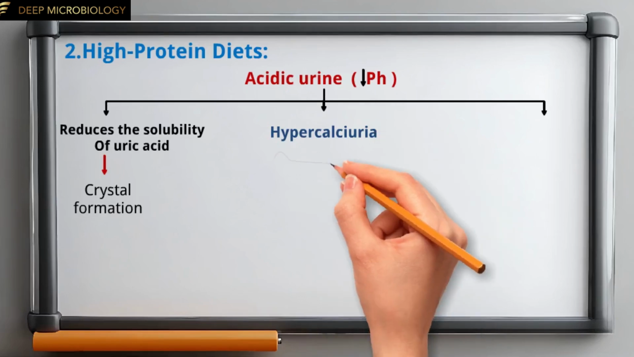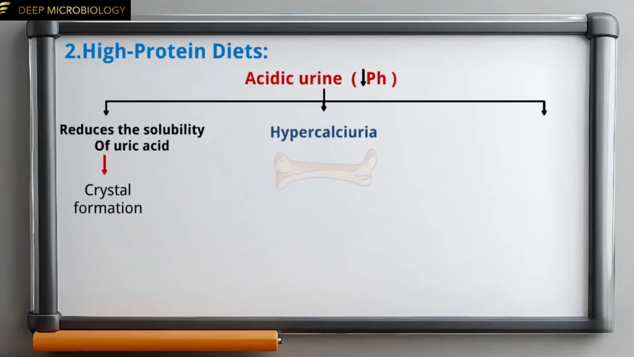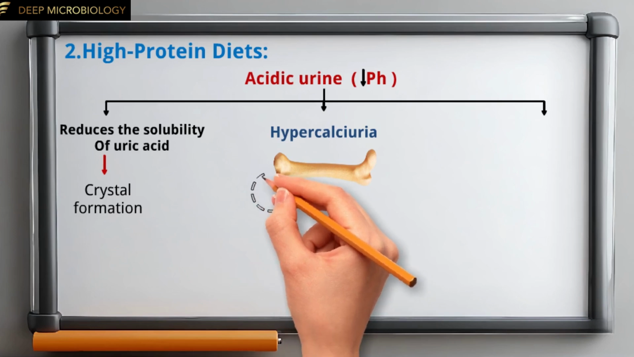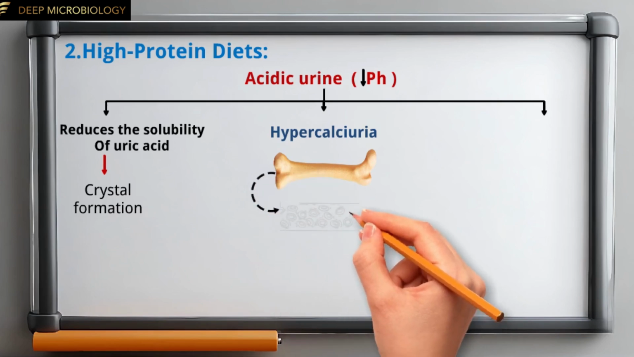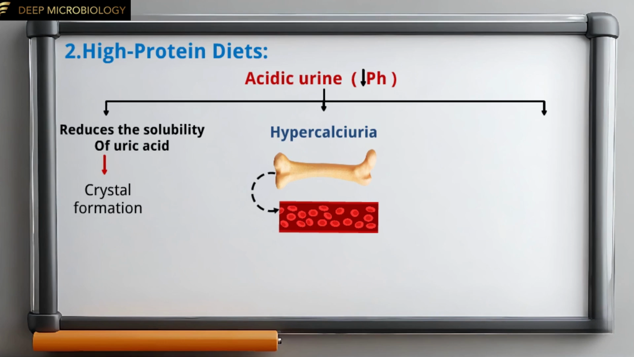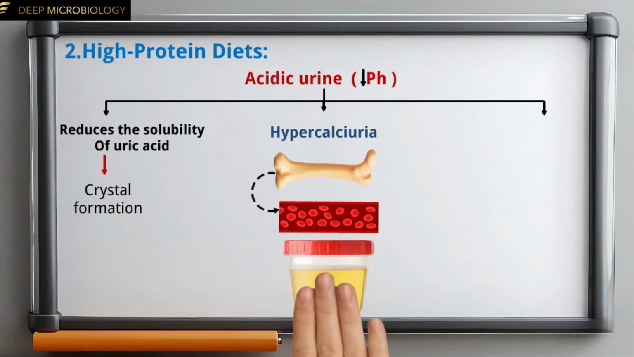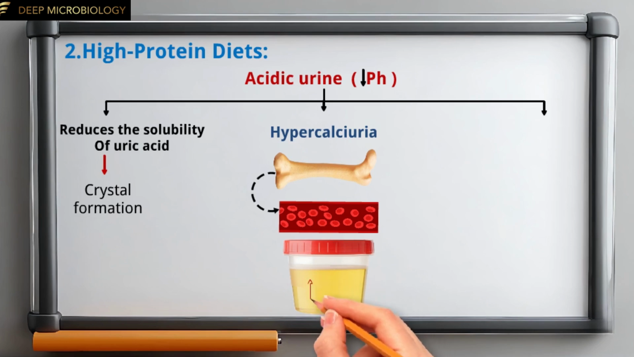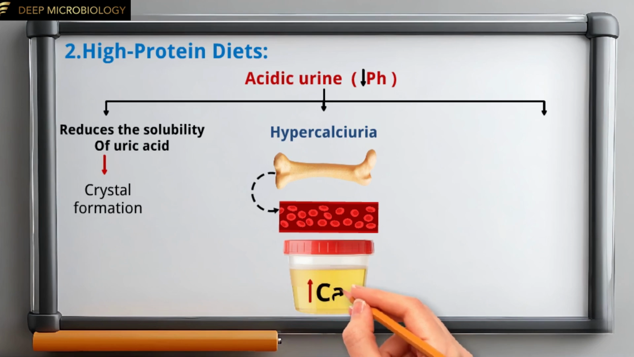So to buffer the increased acid load, the body mobilizes calcium from bones, releasing it into the bloodstream, which eventually leads to elevated calcium excretion by the kidneys. Additionally, high dietary protein increases renal filtration rates and promotes calcium loss through urine.